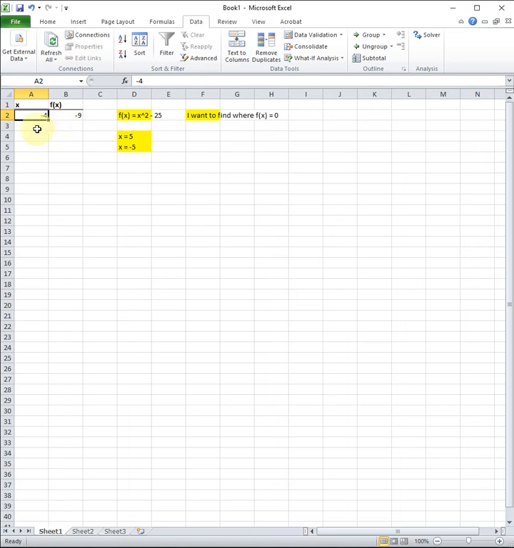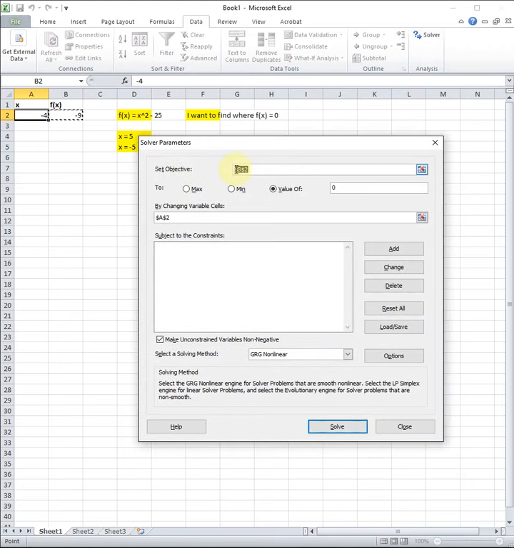But it's just a different initial guess to Solver. So instead of putting in positive 1, I'm putting in negative 4 now. I go back to Solver. Again, I'm going to set my objective to cell B2. I'm going to make sure that it goes to a value of 0. I'm going to change cell A2. So I haven't changed anything with the setup of Solver. All I've done is put in minus 4 here as opposed to positive 1. And I just want to make sure that this box is unchecked to make sure that I can get negative values.